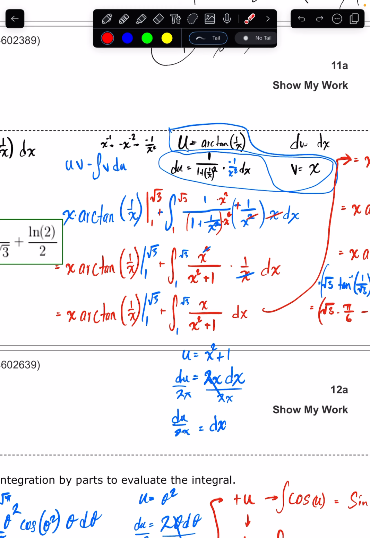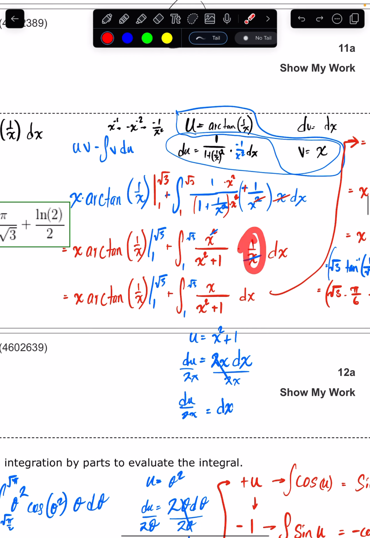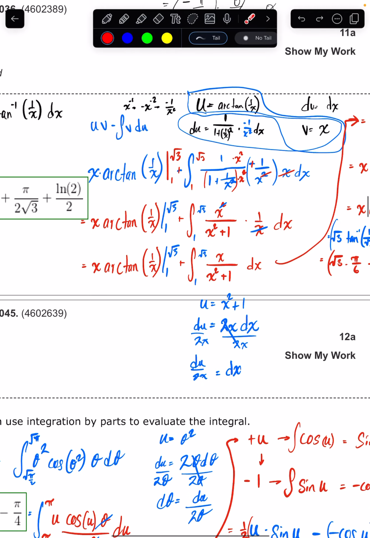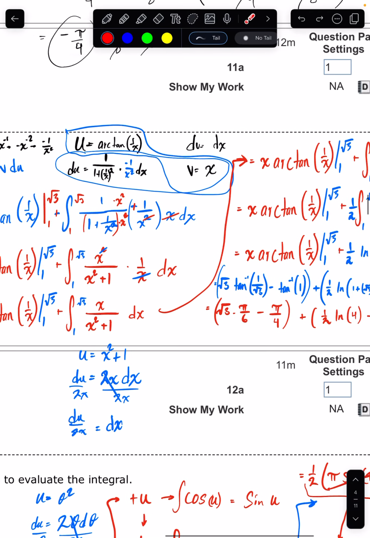Okay, here. What was it? It was v times du. Our du is this whole thing, and our v was x. That's why I was able to cross out the x squared, and I was just left with 1 over x here. And then I'm able to cross out this x and this x squared, and I'm left with x over x squared plus 1.